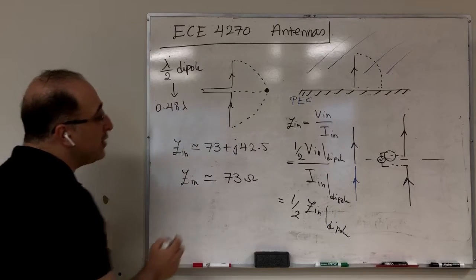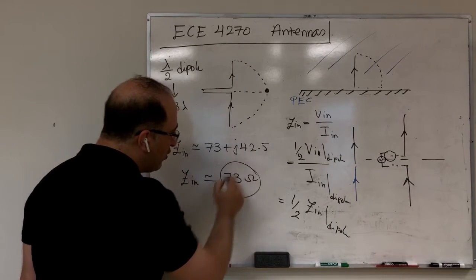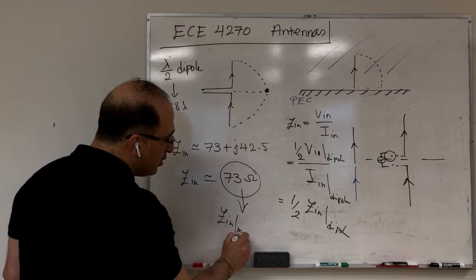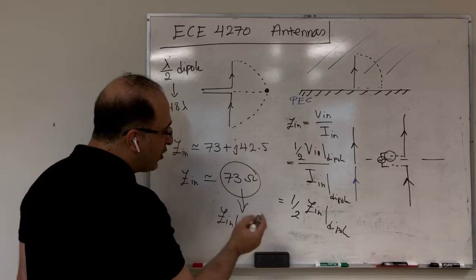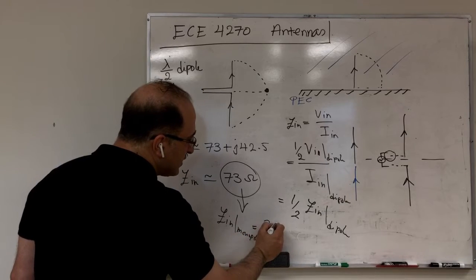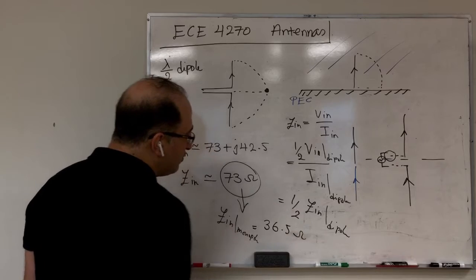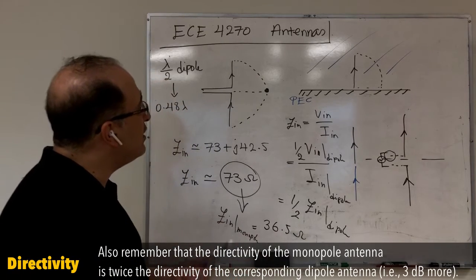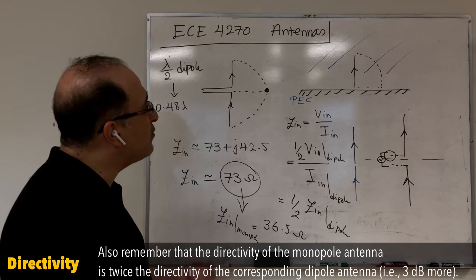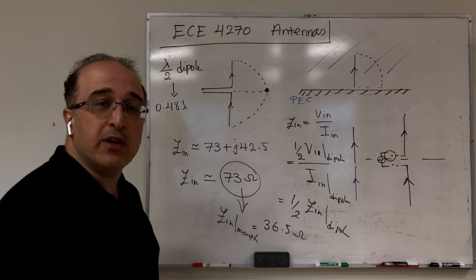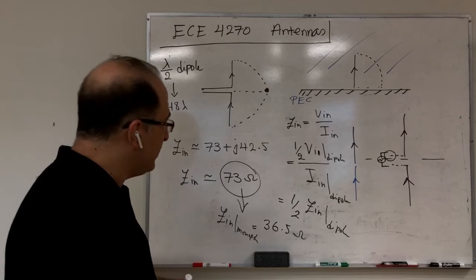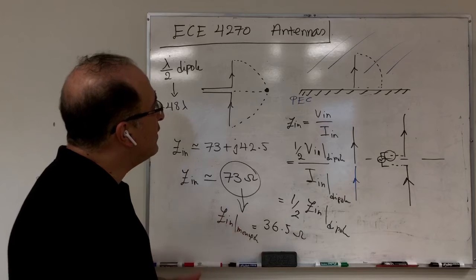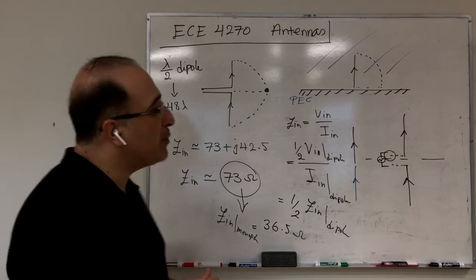Based on that, if your dipole is 73 ohm, then the Z in of the monopole will drop to about 36.5 ohm. And then other things, if you want to define things like half power beamwidth and directivity, we discussed this in the class, and you can look at the lectures related to the course. So that's just to refresh your memory on this.